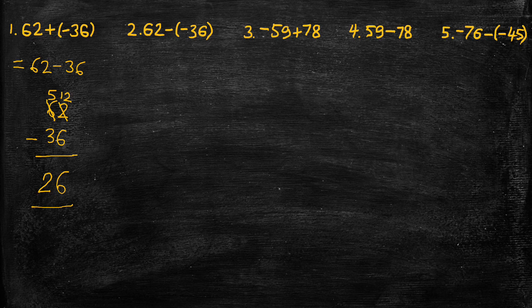Let's do the next one, 62 minus negative 36, and if we subtract a negative integer we get the same result as if we were to add the positive of that integer. And so we can write 62 minus negative 36 is equal to 62 plus 36, and then we can use the standard addition algorithm. So we write the numbers stacked on top of each other, lining up the place values, and we add 2 ones and 6 ones to get 8 ones, and we add 6 tens and 3 tens to get 9 tens. So the answer is 98.